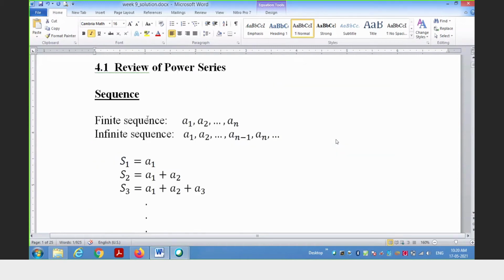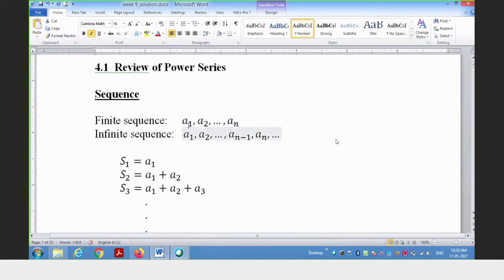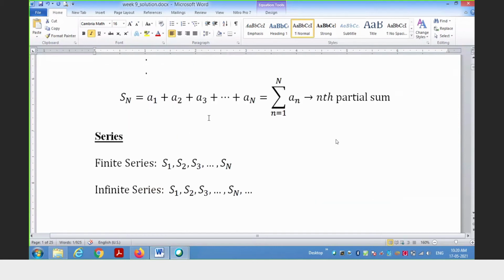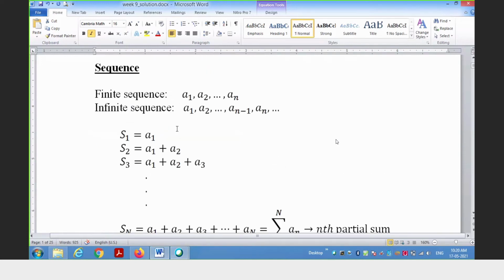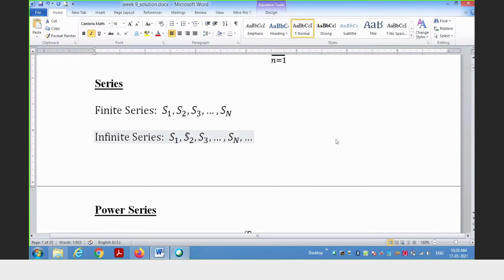Whereas a sequence involves terms, a series involves n-th partial sums. That is the difference. The sequence is a list of terms, and the series is a list of partial sums.